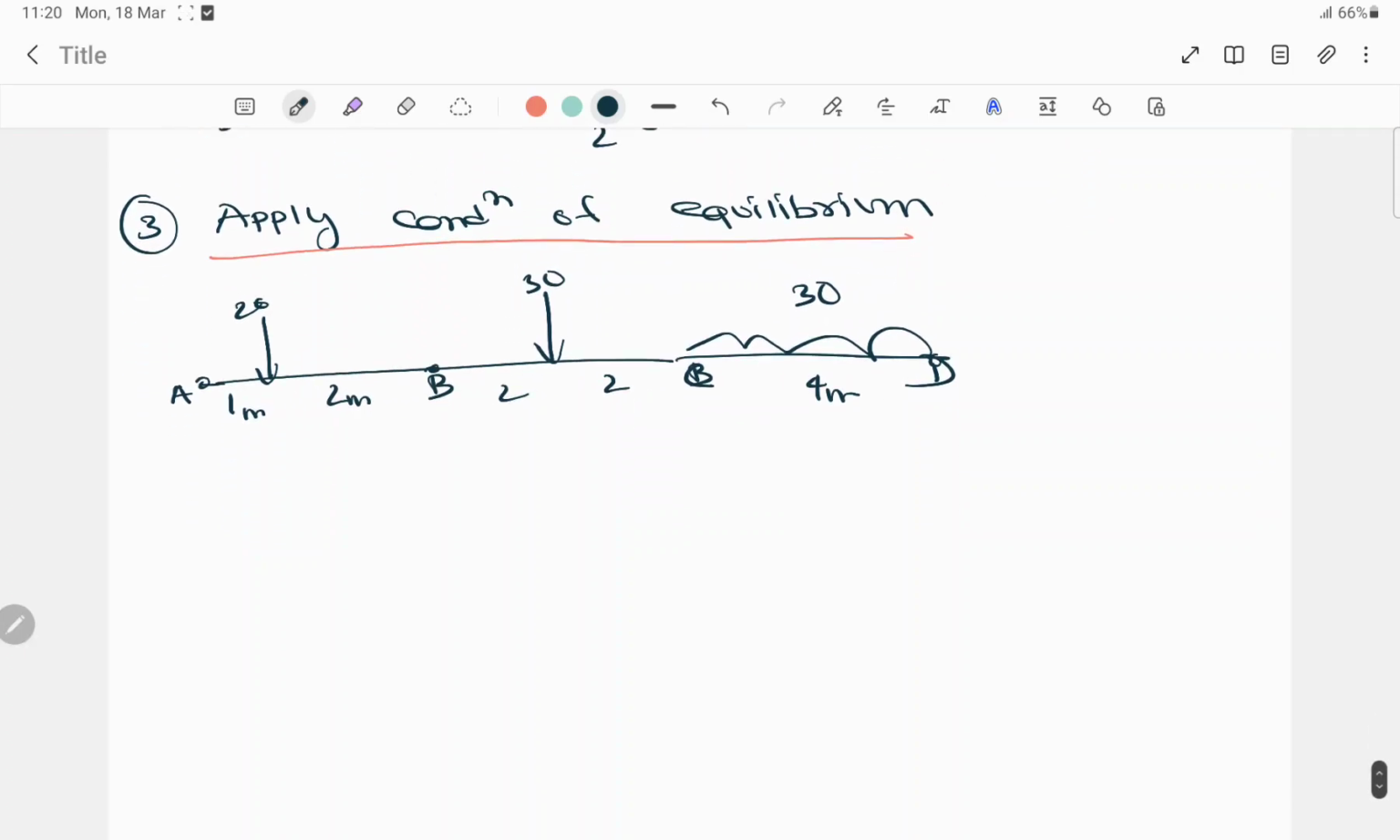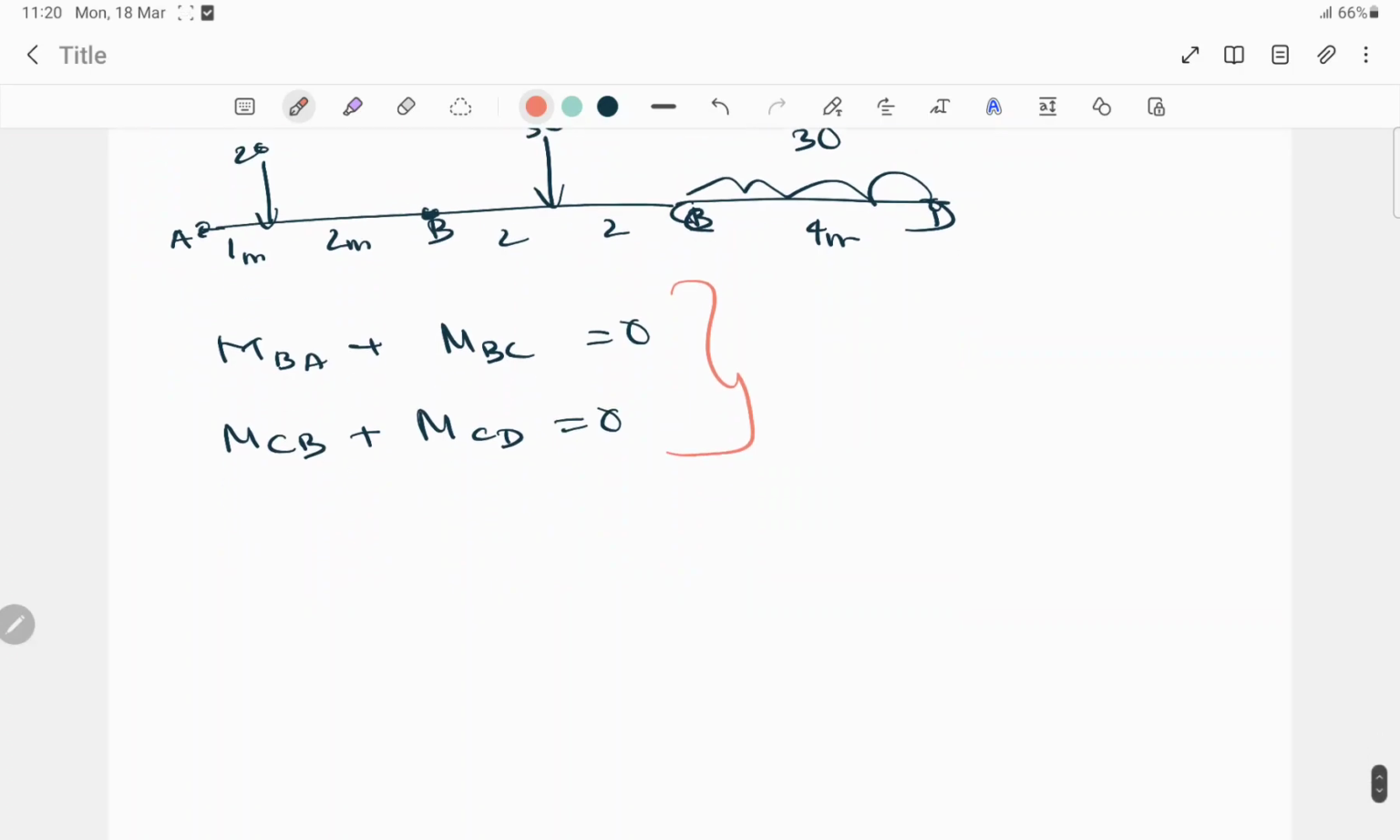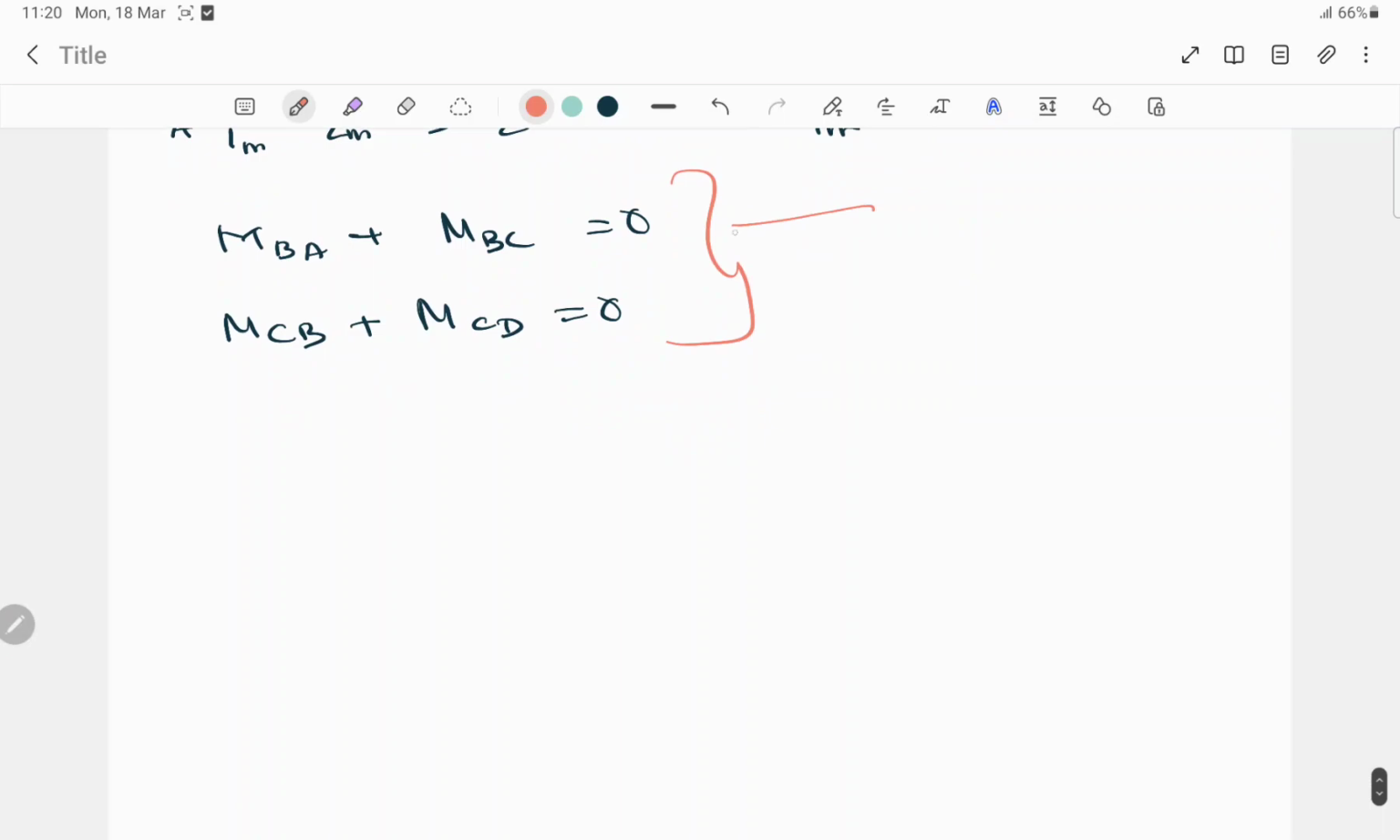So what will be the condition of equilibrium here in this beam? The condition will be moment from B to A plus moment from B to C is equal to 0, since B is the center. And again another equation will be moment CB plus moment CD is equal to 0. So these are our two conditions of equilibrium for this beam. Now we'll solve this one first.